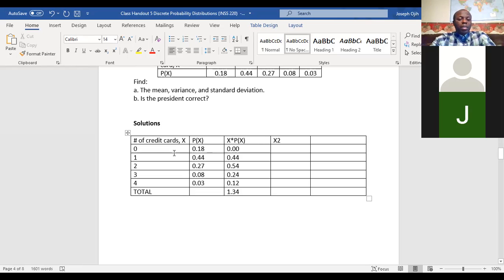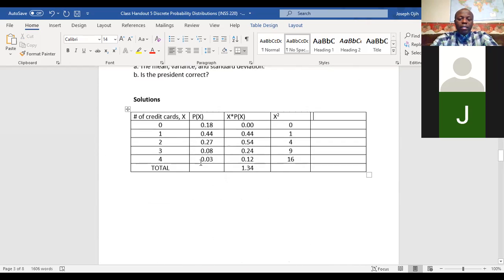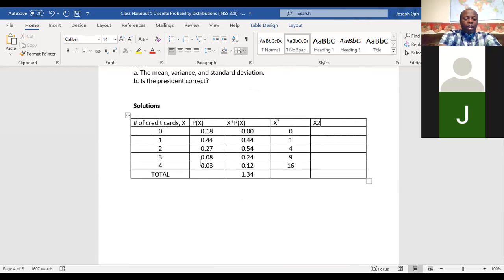x squared simply means each of these numbers squared. Zero squared means zero times zero, which is zero. One squared means one times one, which is one. Two squared means two times two, which is four. Three squared means 3 times 3, which is 9. And 4 squared means 4 times 4, which is 16. Now I can center all this so it will look good. Now we need to get the x squared times P(x) part.